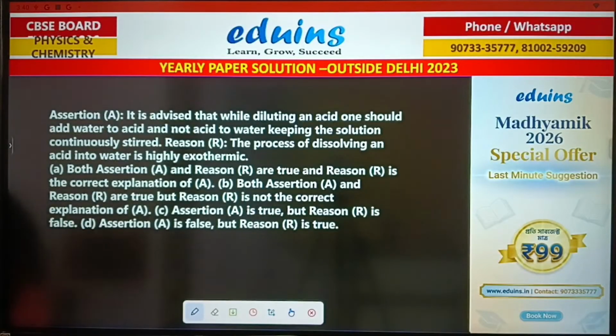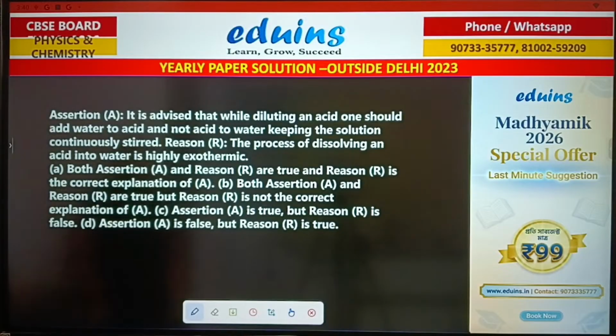So option D. Obviously, the assertion is false, but the reason is true. What is the cause of it? It is not advised that while diluting an acid, one should add water to acid. No one ever gives this kind of advice in the chemistry lab. So what we do is add acid to water, keeping the solution continuously stirred.